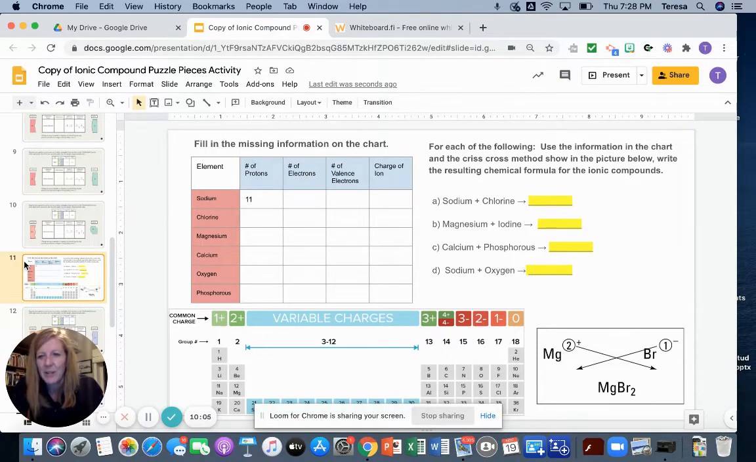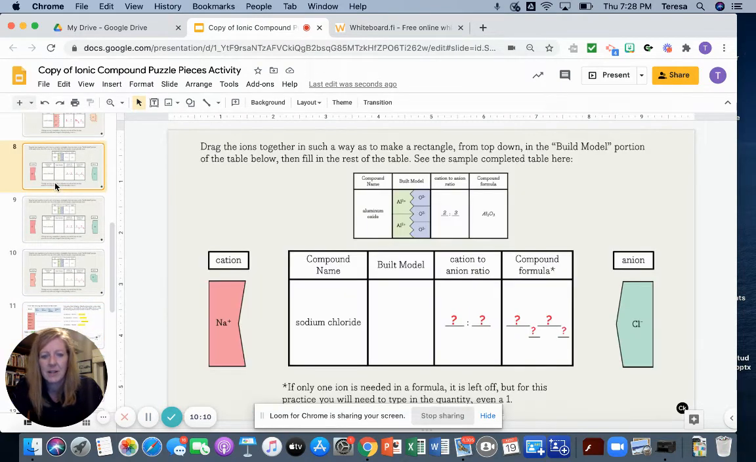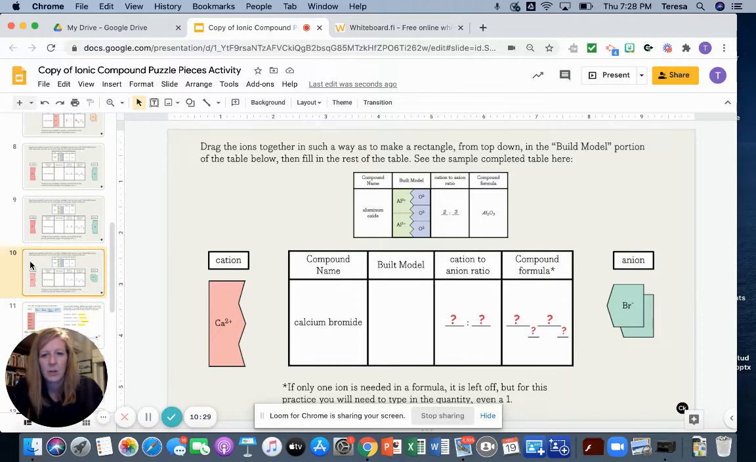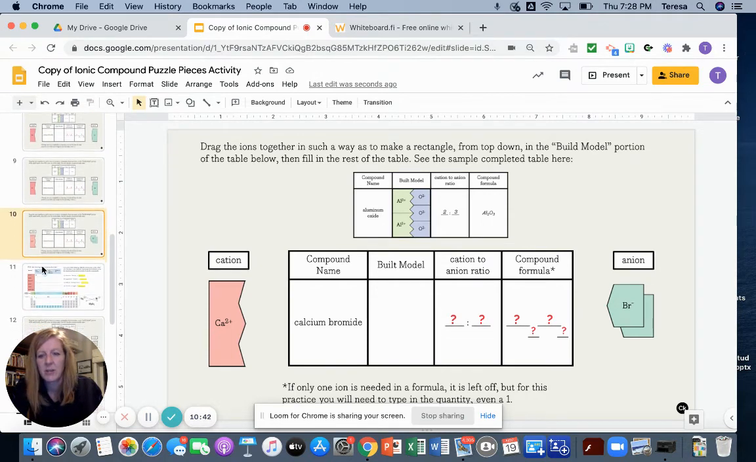Hopefully you have answers for all of these. I'm just going to go back. Let's just look at them mentally. I can look at it and say, for slide number 8, that should be Na1Cl1. And for lithium and bromine, it should be Li1Br1. And then for calcium and bromine, calcium has a +2 charge, bromine has a -1 charge, so it should be Ca1Br2. So that's how you can double check your formulas there.